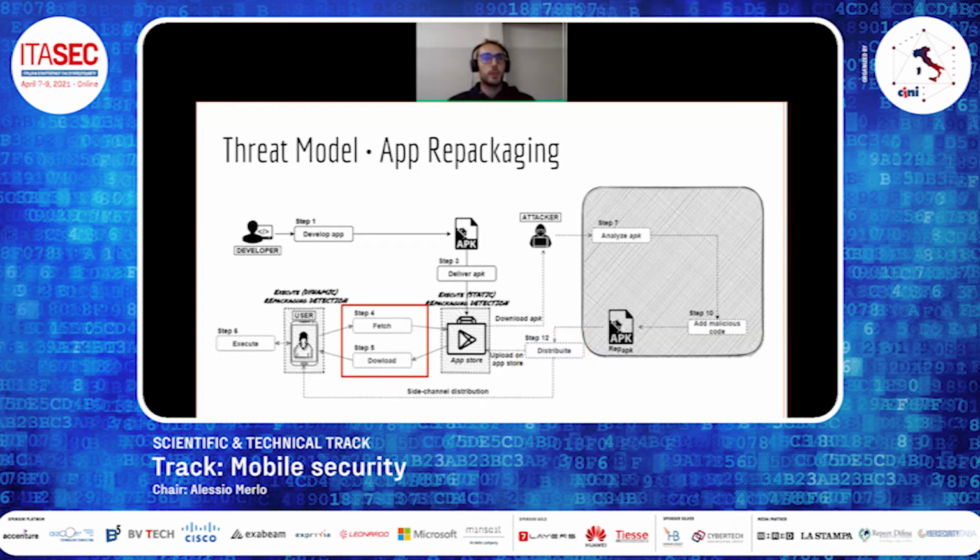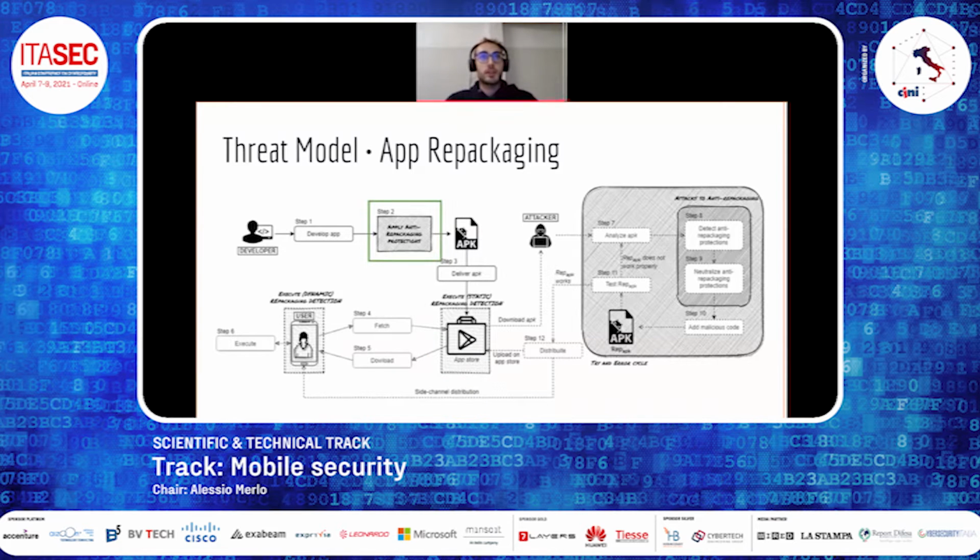In this way, the final user is not able to discriminate a benign from a malicious application. In addition, an attacker can distribute the repackaged application leveraging side channels such as phishing emails. This process is known as repackaging. In order to protect applications from this threat, developers can inject some integrity controls into the application. These controls are known as anti-repackaging protection.